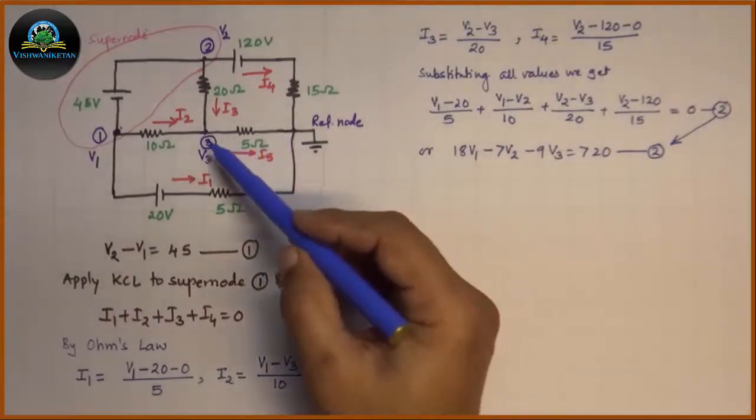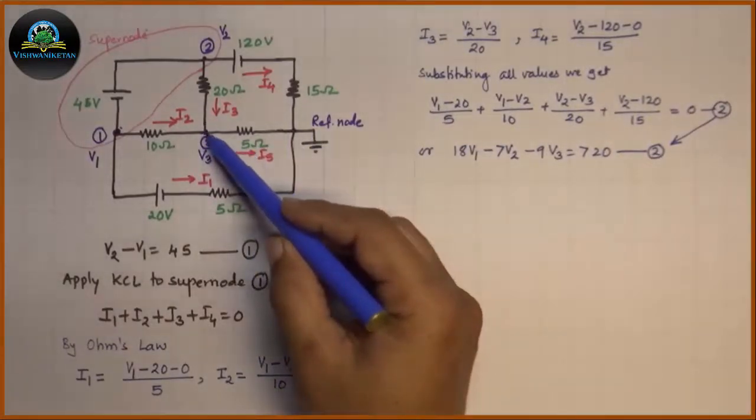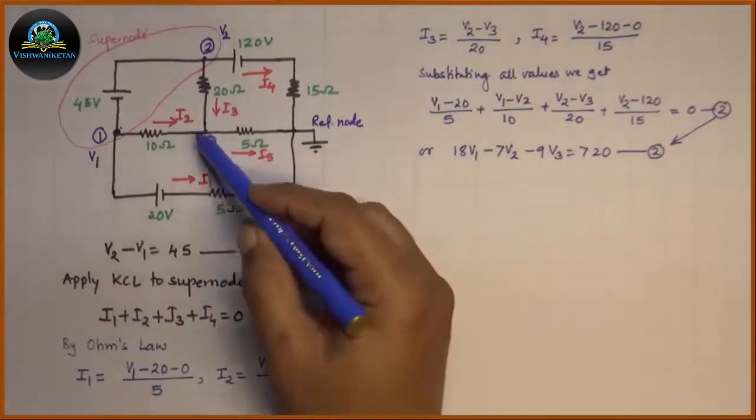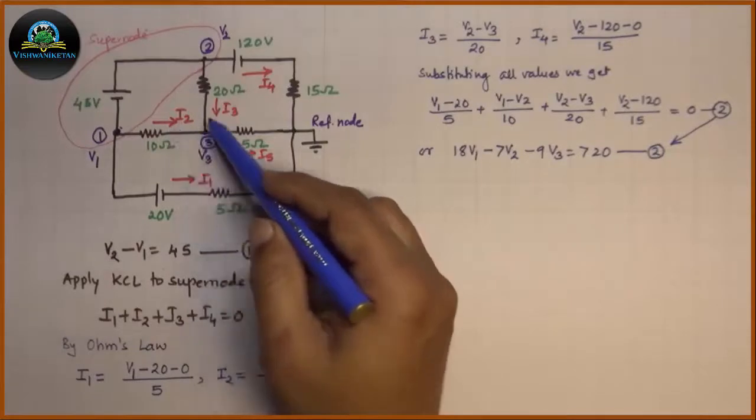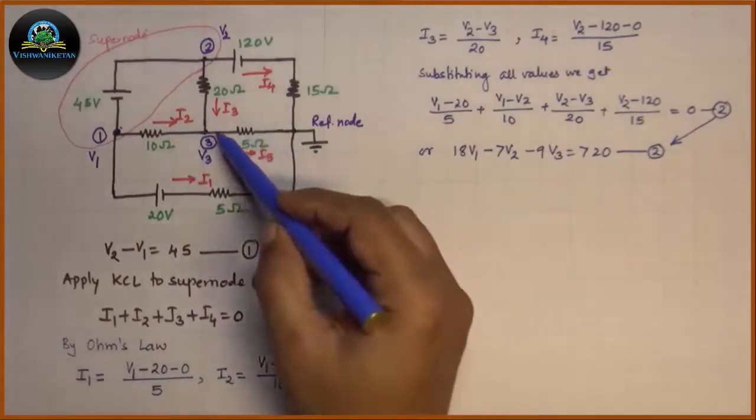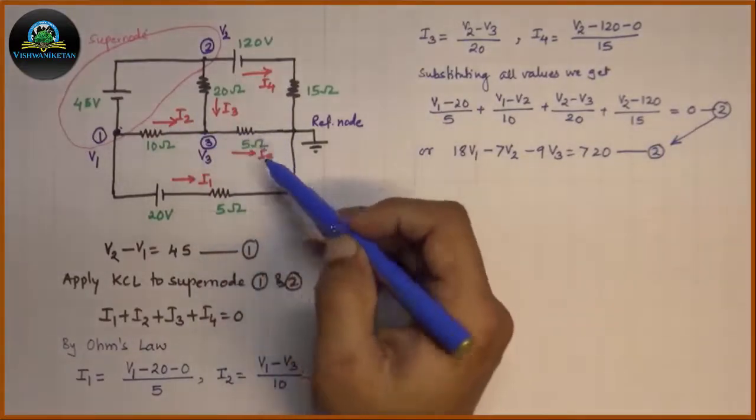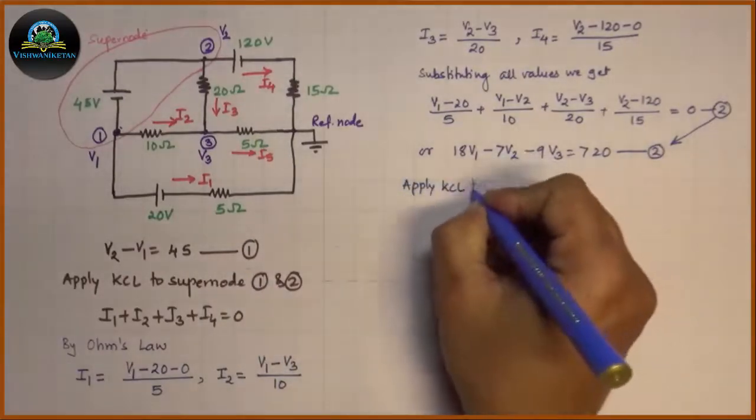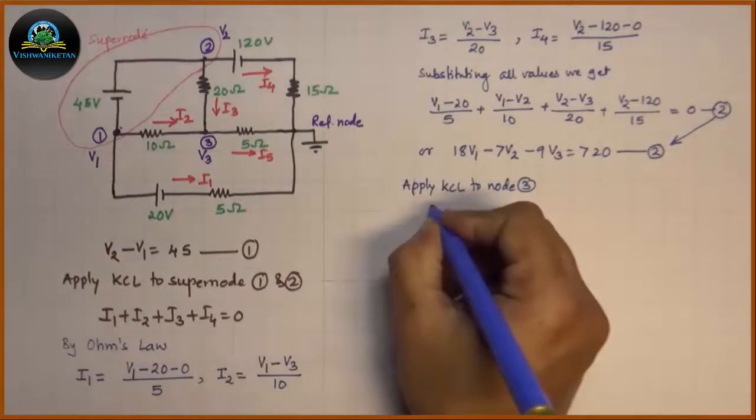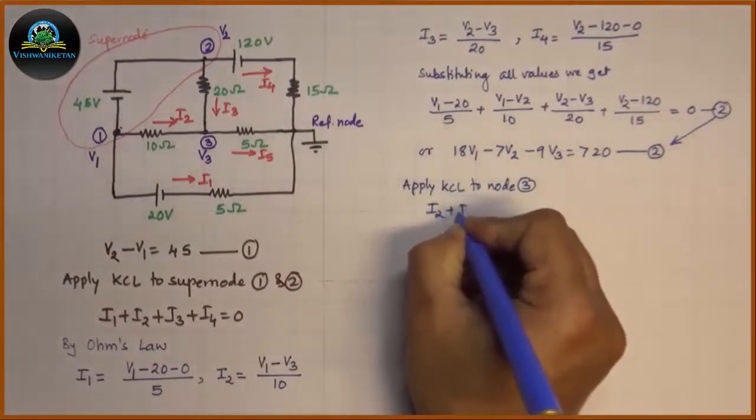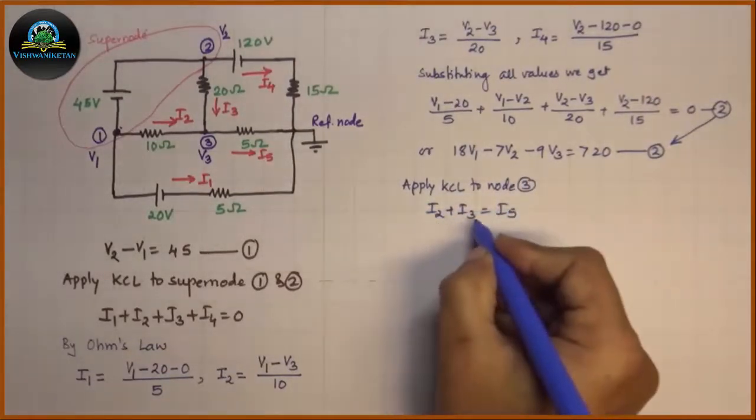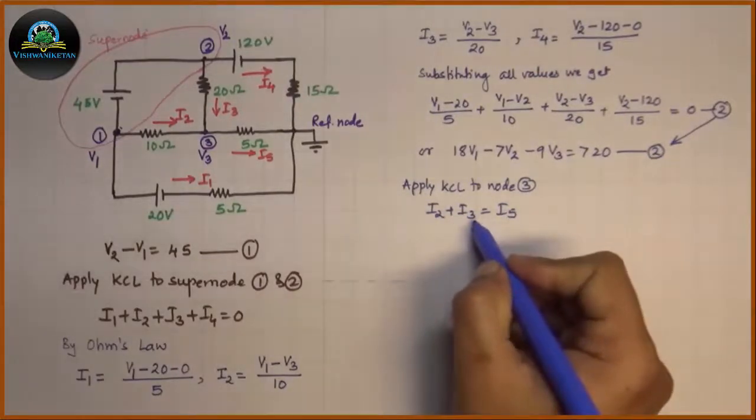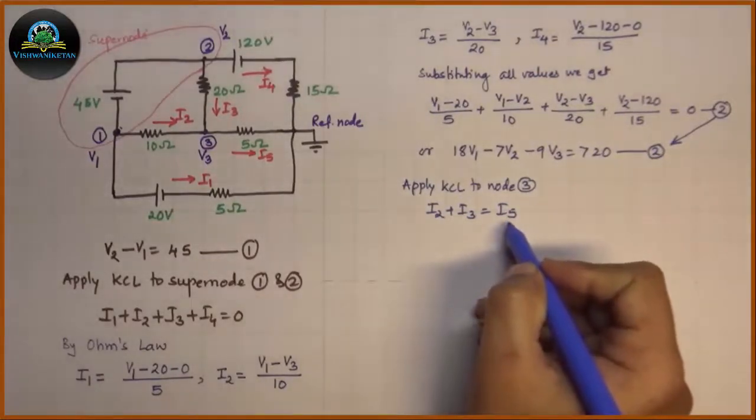Now we will apply KCL to the remaining node, that is node 3. At node 3, incoming currents are I2 and I3 towards node 3 and the outgoing current is only I5. Hence, the equation will be I2 plus I3 is equal to I5. I2 and I3 are incoming currents, I5 is outgoing current.